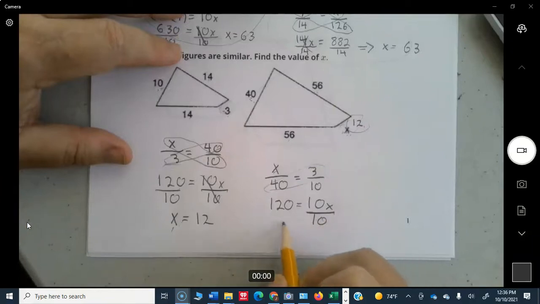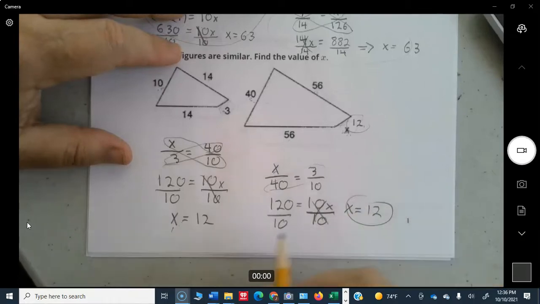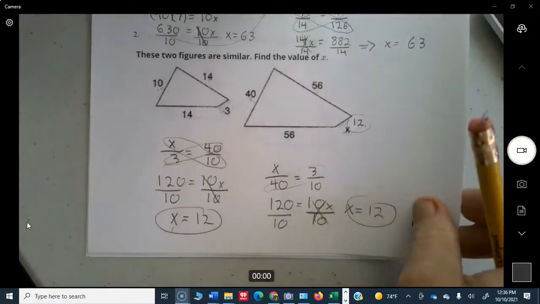So divide by 10, divide by 10. This cancels out, and you again end up with x equals 12. Okay, in either case. And I could have done it two other ways using the other sides. Okay, so that's how you do it. It's very simple. It's setting up a proportion. You cross multiply and you divide. Okay, let's go on.